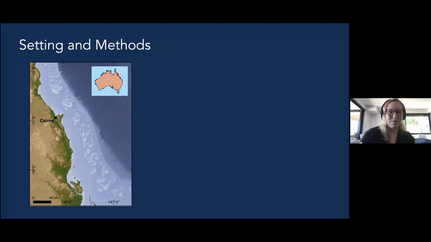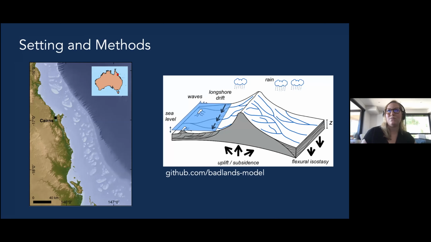We're modeling this entire margin with a code called Badlands, and I'm not going to go into all the details of the code here, but this is a schematic of everything that it attempts to simulate. Rivers transport sediments, and this is modeled using an empirical stream power formulation. Once those sediments hit the ocean, the sediments are reworked by waves and longshore currents. They can also be deposited downslope by turbidity currents.